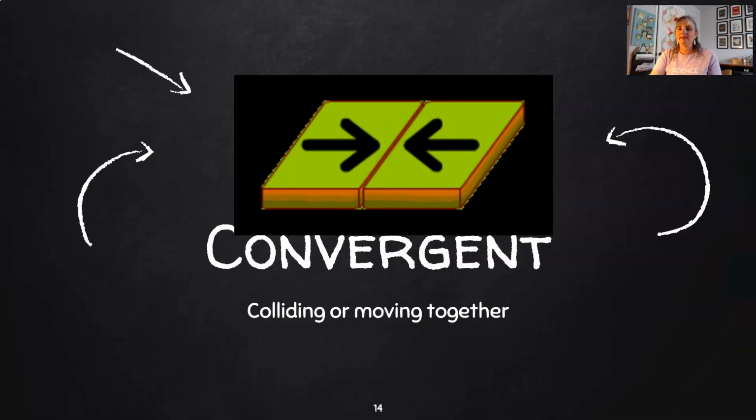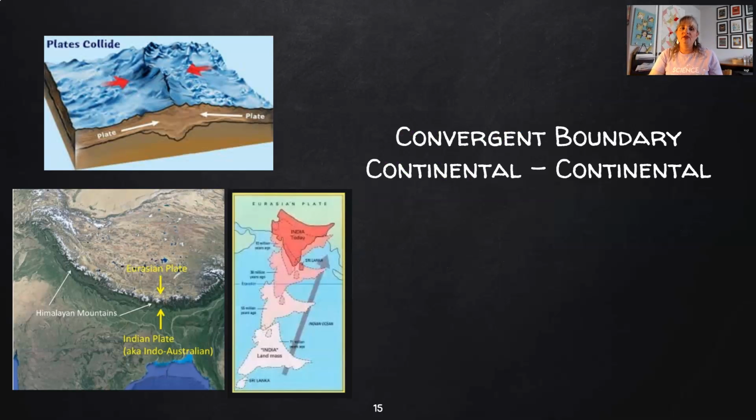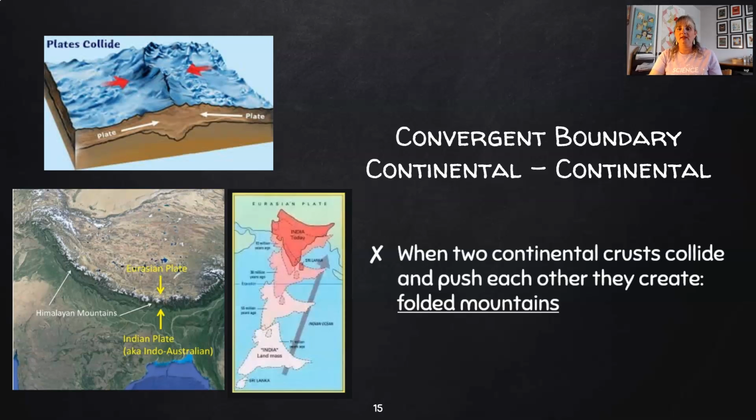The last type of boundary is called convergent, where plates are moving towards each other. So the first type is continental-continental. So two continental plates hitting each other, and then when that happens, they push on each other and you get mountains.